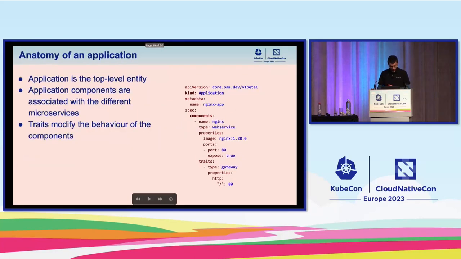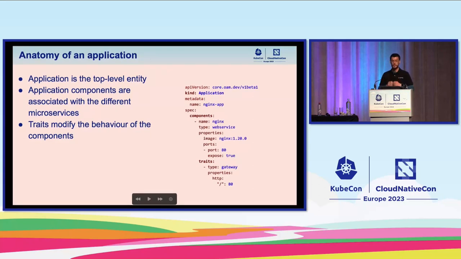So with all of that said, let's start going into the details of the tutorial, and let's see what an application is. The application, as I said, is going to be our top-level entity. This is the one that we are going to work with. An application is composed of a set of components. Each one of them will have their own type. We will go into those details. And you will be able to do things like applying traits to modify the behavior of the components. That will enable us to start separating the different responsibilities of who is doing what and who is defining which part in the YAML, right?